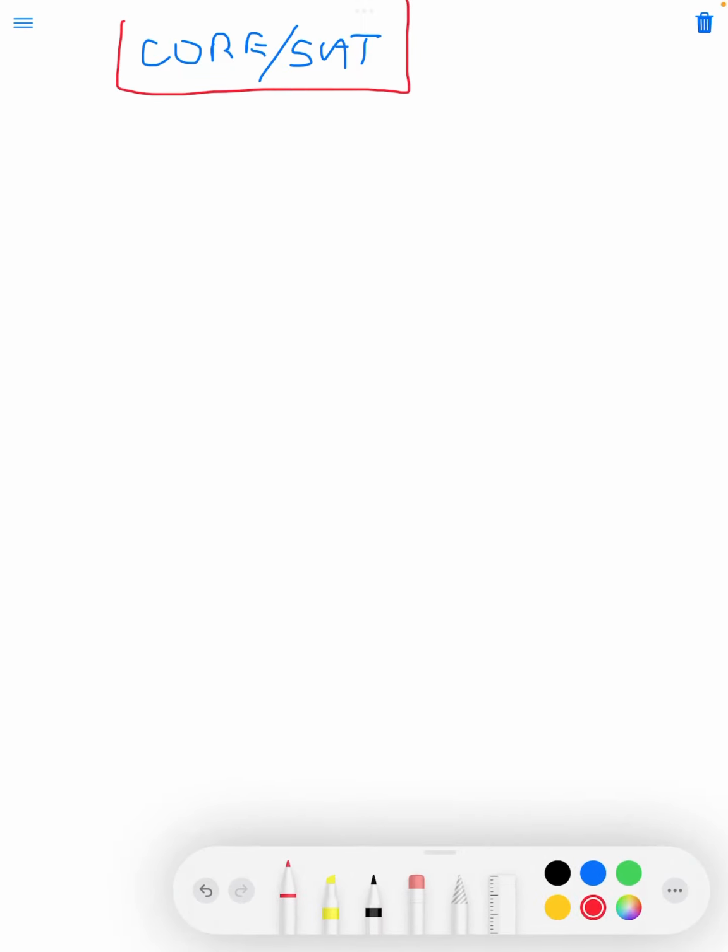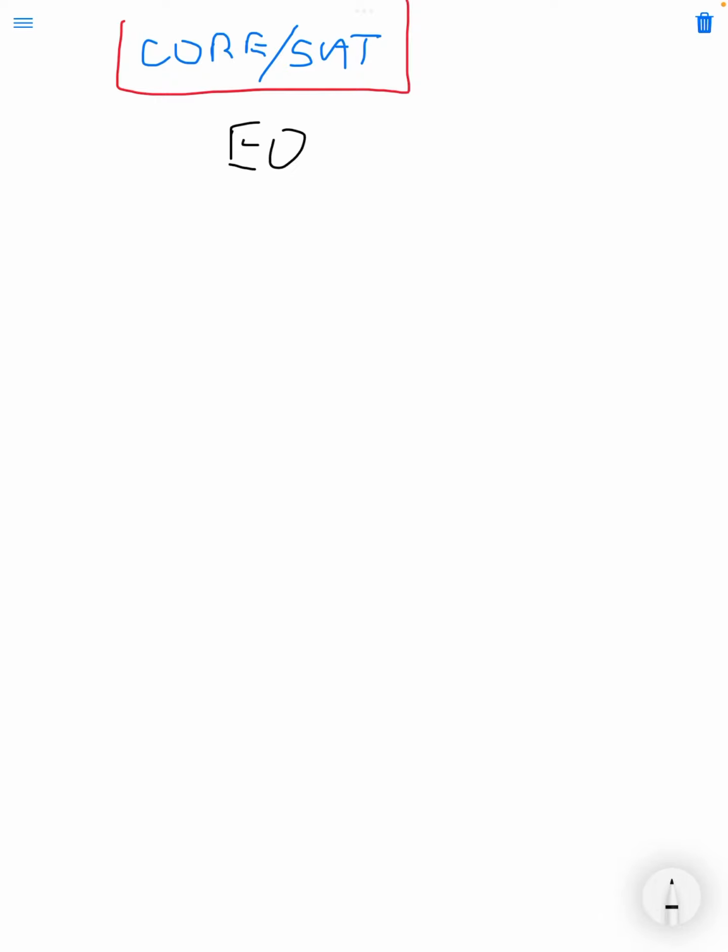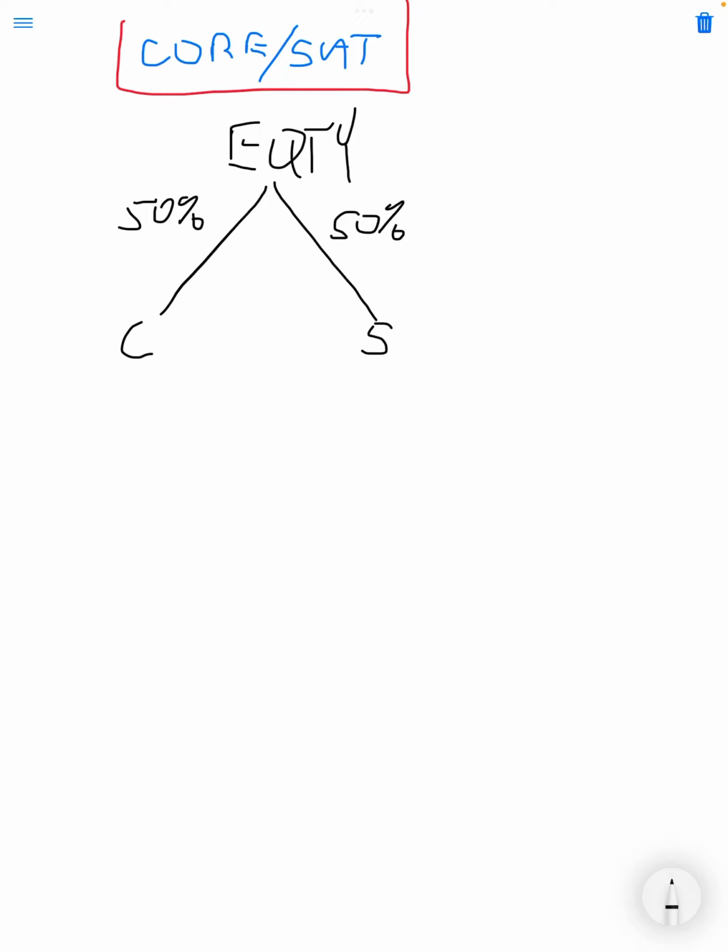Okay, so we're dealing with a core satellite equity structuring of a portfolio. And what this means is when you look at your entire equity holdings, you can split this into a core section and a satellite section. I just quickly do a 50-50 split. You can always adjust this, obviously.